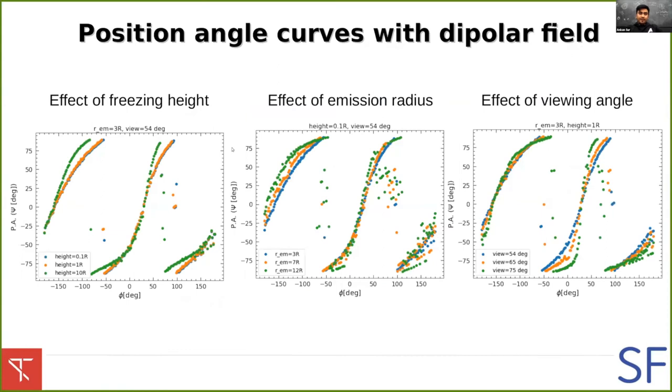So for the dipolar field, we calculate the position angle curves by varying the different parameters. For example, this is the effect of varying the emission height. So we see that as we increase this height h, the S-shaped curves become more flat, towards the more vertical. Similarly, we can also vary the emission radius, and this also affects the S-shaped curves, and similarly the viewing angle.